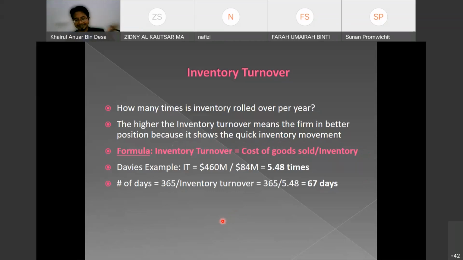Okay, this company has 5.48 times inventory turnover, about 67 days taken to finish the inventory. Again, my question is, bagus atau tak bagus? Better or not? Macam mana pendapat anda sekarang? Bagus atau tak bagus? Anyone?